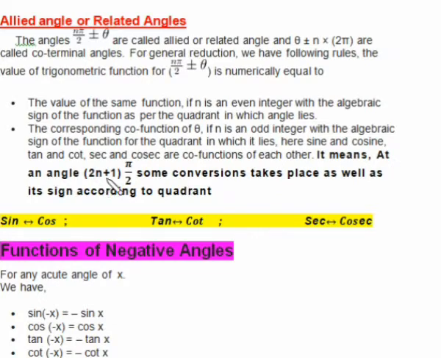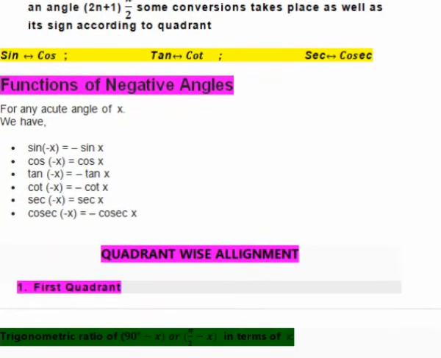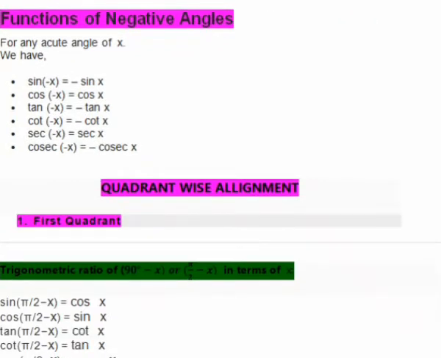It means at an angle of n plus 1 times pi by 2, a conversion takes place, as well as its sign according to the quadrant. Sine becomes cos, cos becomes sine, tan cot, cot tan, and sec cosec, cosec sec, like that. Some negative-angle functions are also there. These are our trigonometric functions, like this.